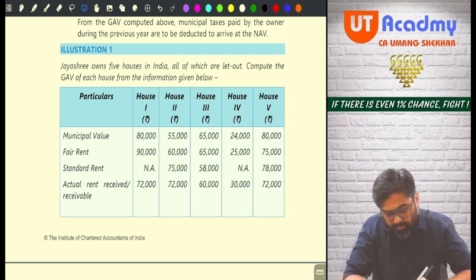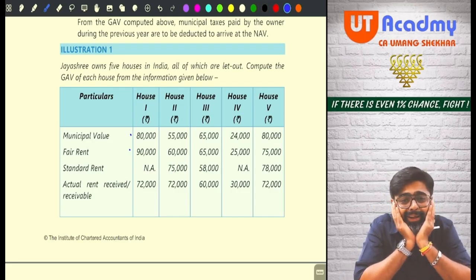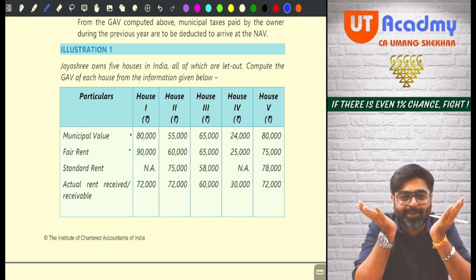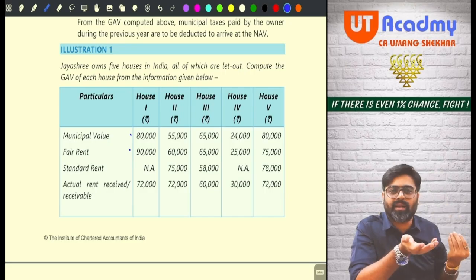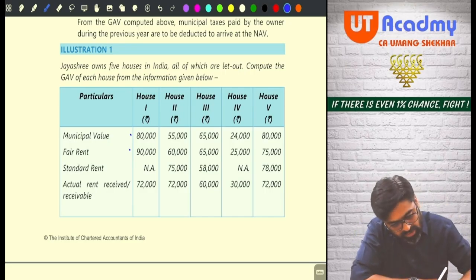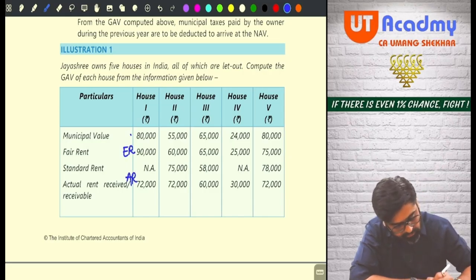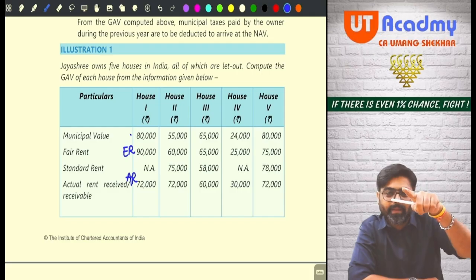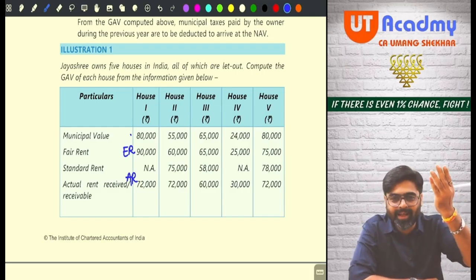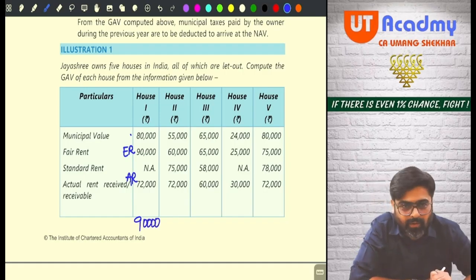First one, municipal value or fair rent, whichever is higher, 90,000. Then compared with standard rent. Sir, standard rent is not given. What to do? If not given, then the higher amount will be expected rent. So what will be your expected rent here? 90,000. And can I say this is your actual rent? Now, is there any vacancy? No. So expected rent or actual rent, whichever is higher: 90,000. First answer, I hope you all got.